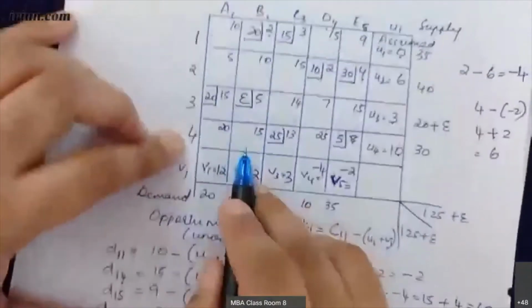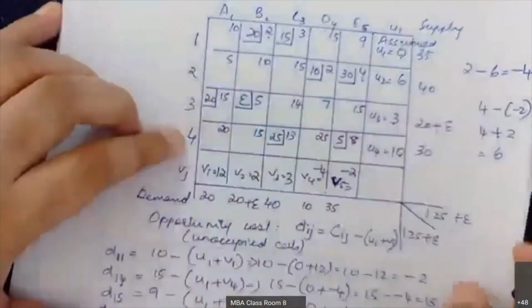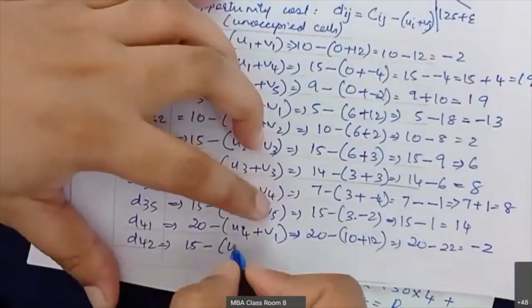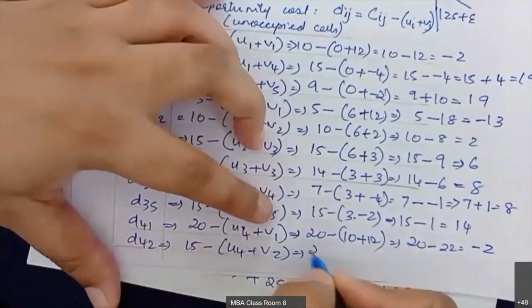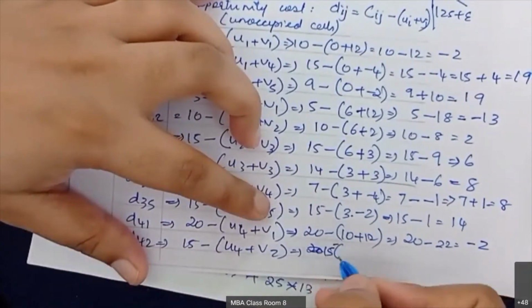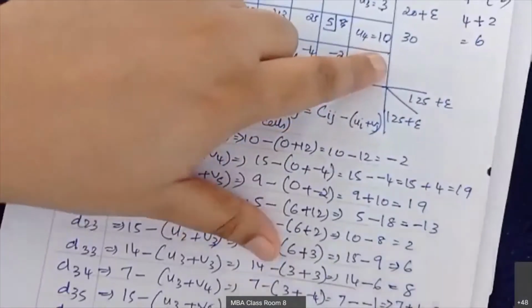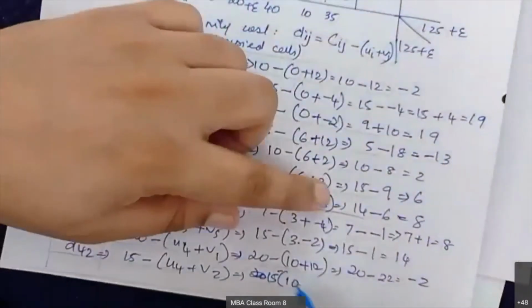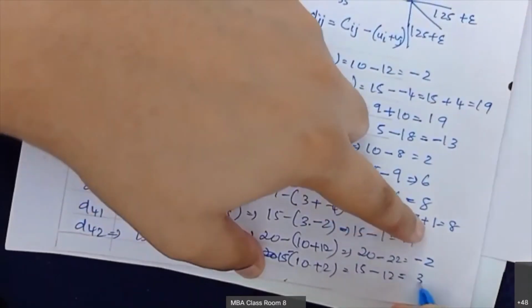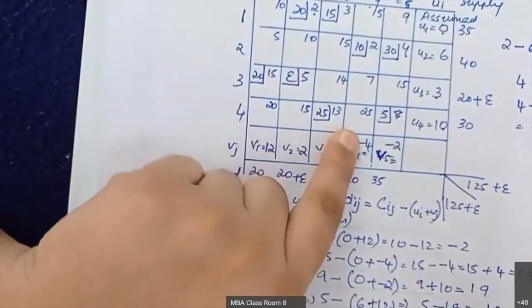Okay, again, next empty cell, the opportunity cost is going to be D4, 2. Okay, D4, 2, what is the cost? 15. D4, 2, cost is 15 minus U4 plus V2. What is the value of U4? It is 10 and V2 is 2. Okay, plus 2. So that is 15 minus 12. Okay, that is 3.